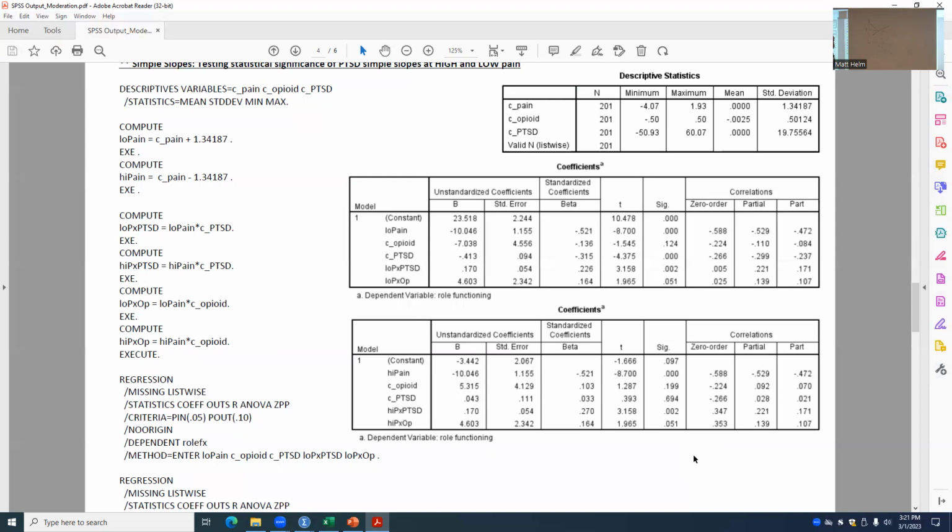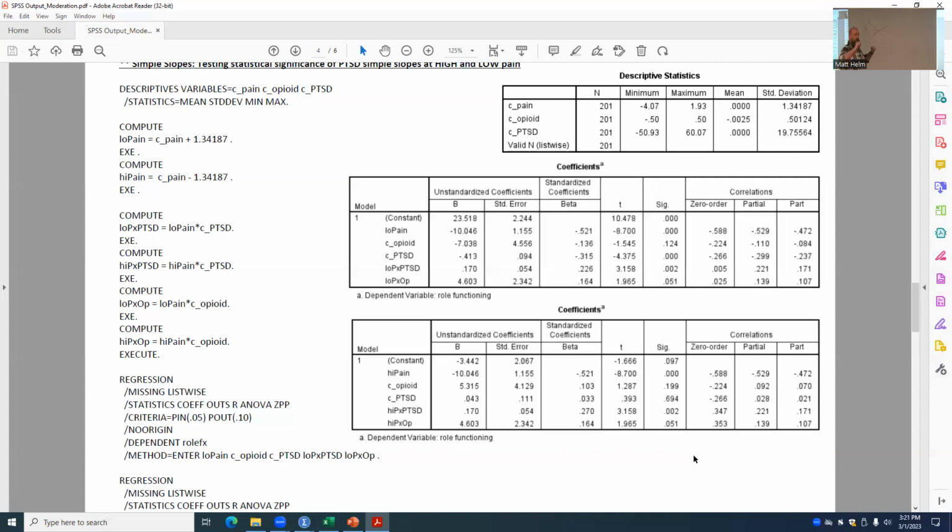I think I'm lost. So the question is, are you asking about the interaction between high levels of pain and PTSD? The interaction is going to stay the same. The interaction never changes. Okay, looking at the simple slope. Do we have evidence for a unique effect of PTSD on role functioning at high levels of pain? How is what you are saying different than explaining an interaction? Well, it is an interaction.